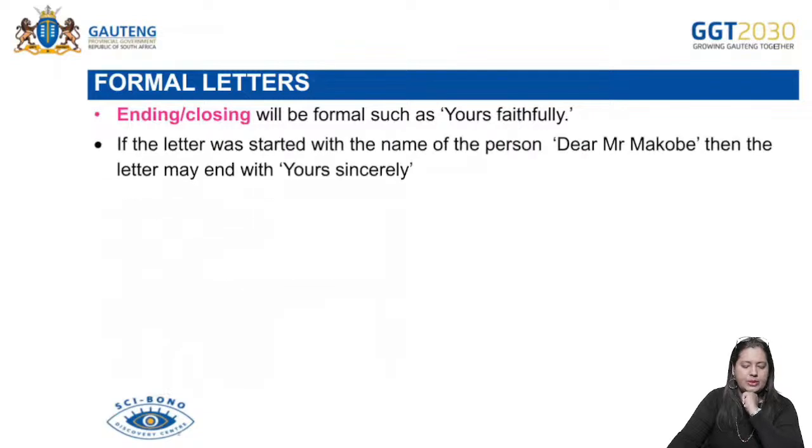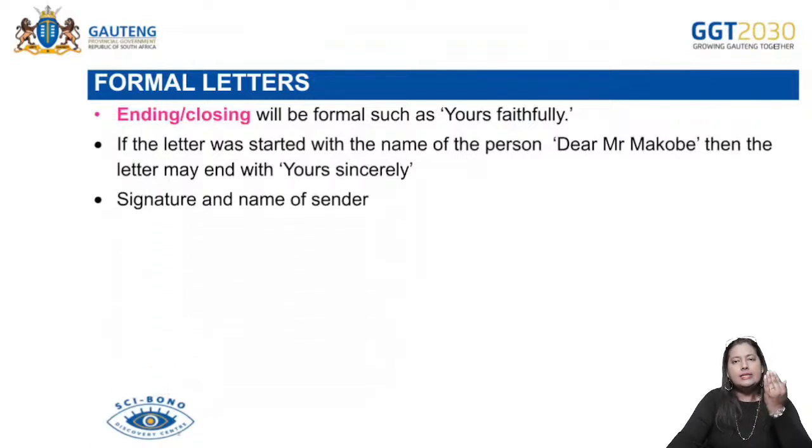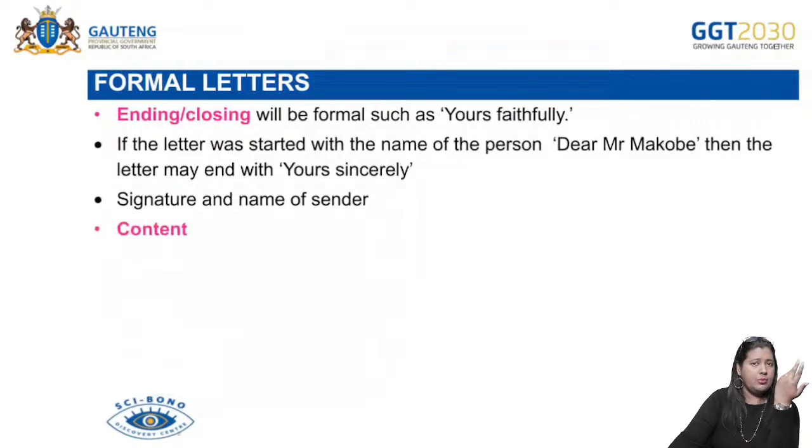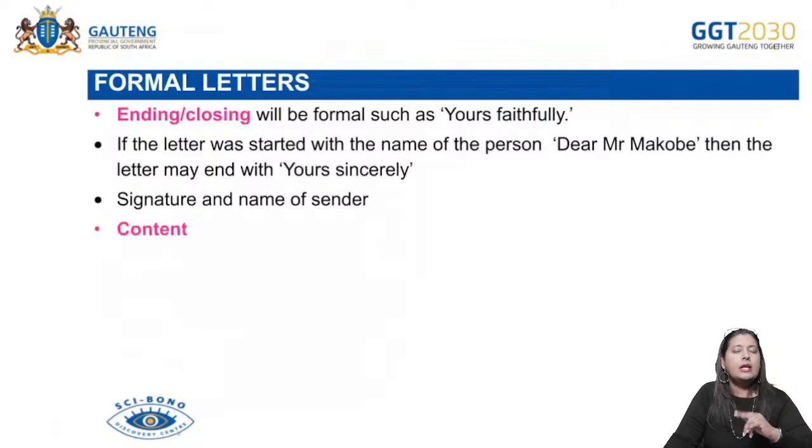So yours faithfully will be the closing, and if the letter was started with the name of the person that you knew, then you can maybe say yours sincerely if it was, for example, Mr. Mokobe, who you spoke to. All right, so underneath that yours faithfully, you will then do the signing of your signature, and then you will put underneath the signature the name of the person, not your name, please. Okay, remember, we're not allowed to know who you are in terms of marking. Okay, so the name of the person, and in brackets you can write Ms., for example.